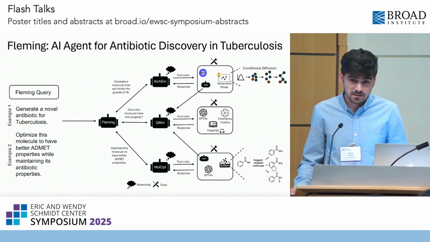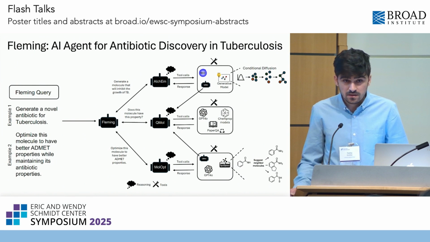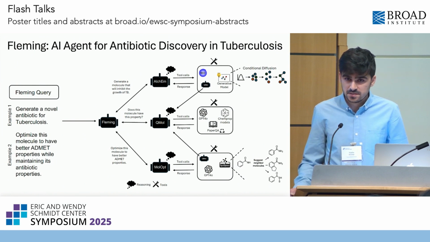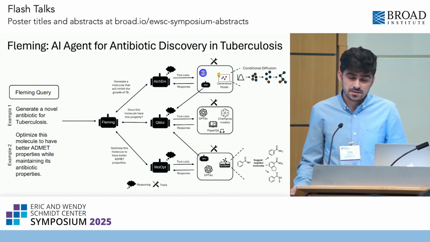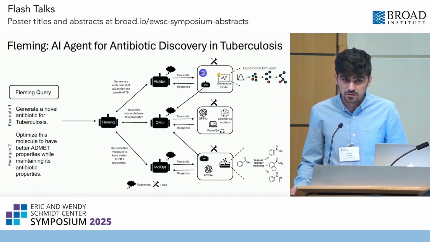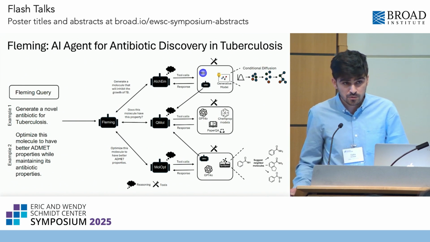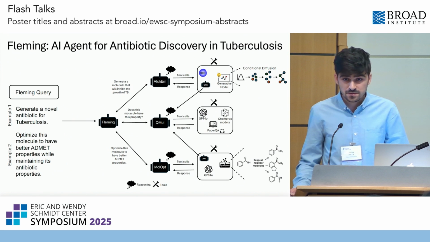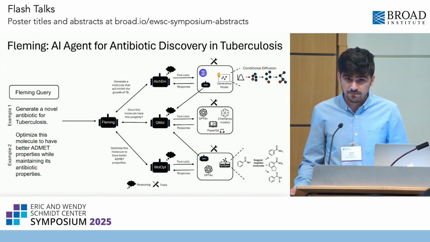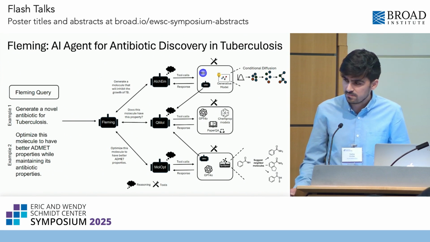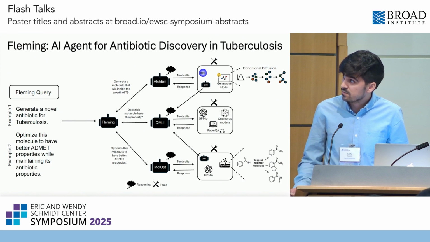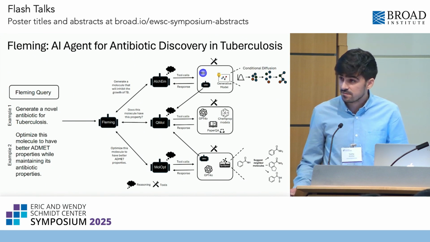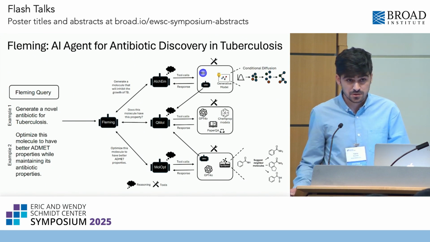Tuberculosis is one of the leading causes of death worldwide by infectious disease. Although we have antibiotics to treat tuberculosis, every year those antibiotics become less effective due to drug resistance. We need new antibiotics now. However, developing these drugs is time-consuming and costs a lot of money. To address this, we developed Fleming, an AI agent for developing antibiotics for tuberculosis.